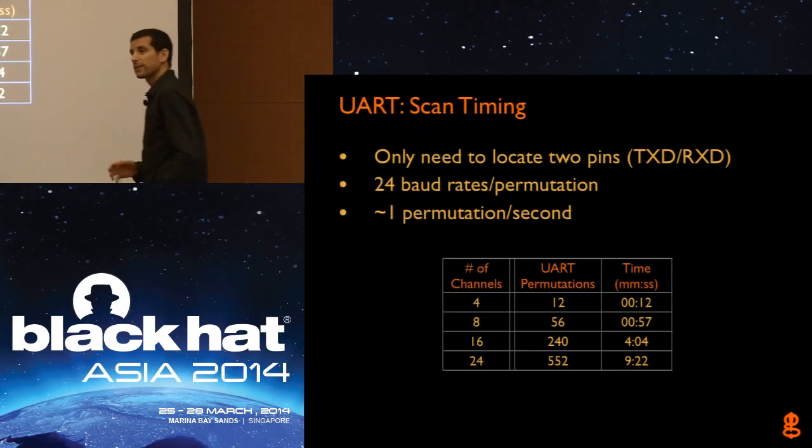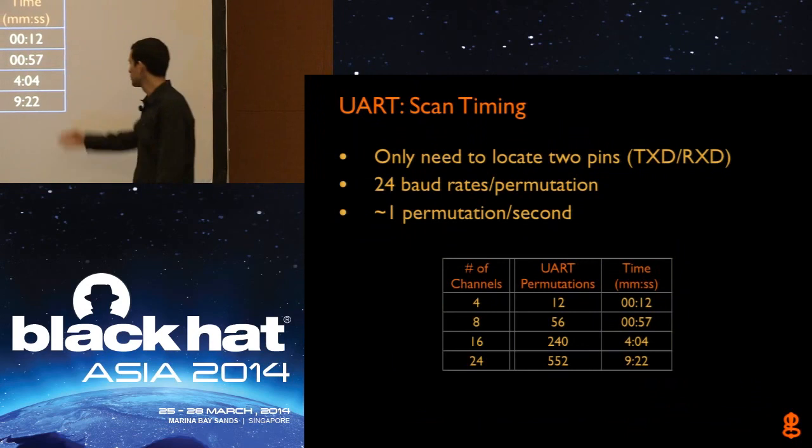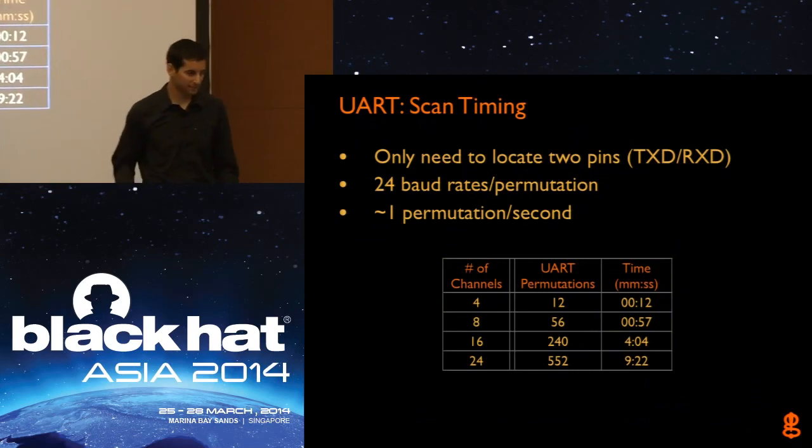For the speed, since we only have to locate 2 pins, it ends up being about 1 permutation a second. So 10 minutes at the most. Not too bad.